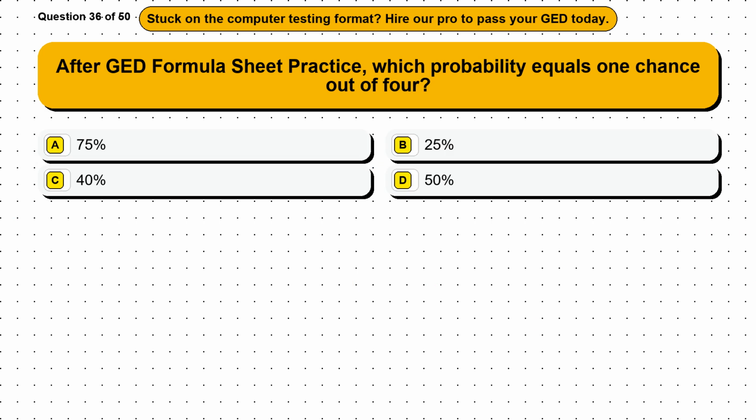Question 36. After GED formula sheet practice, which probability equals 1 chance out of 4? Option A, 75%. Option B, 25%. Option C, 40%. Option D, 50%.